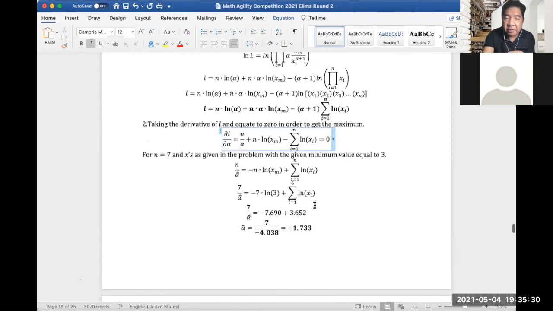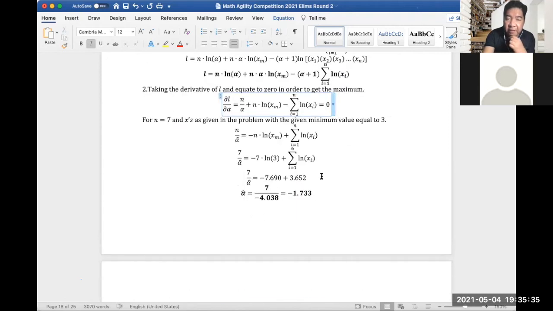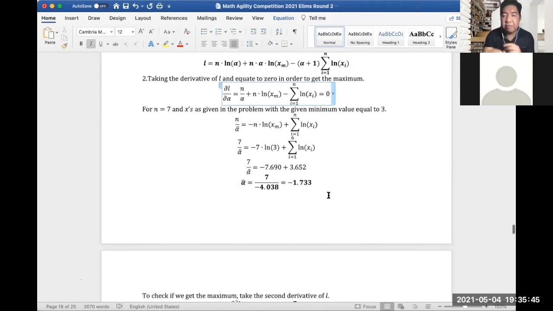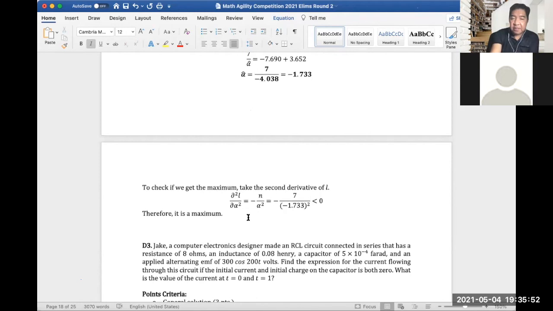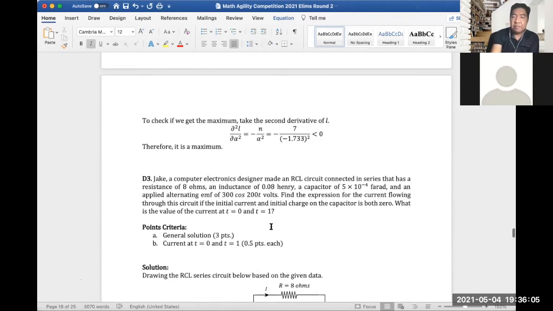So let's try to get the ln of those numbers. And we have 3.652 times negative 7.690. And then solve for alpha, that will give us negative 1.733. All right. So if we need to check if we get the maximum, let's take the second derivative with respect, again, to alpha, we have a negative n over alpha squared. So since it's less than 0, therefore it's a maximum. Okay.